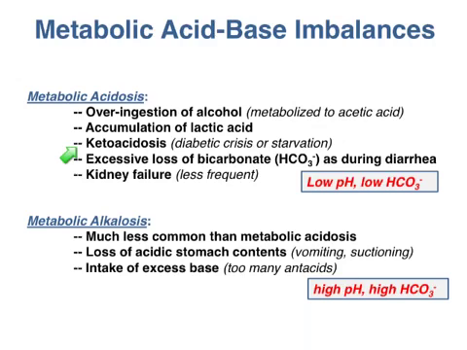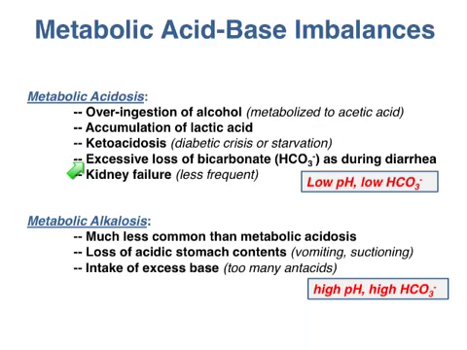Less frequently, you can get metabolic acidosis from overingestion of alcohol, because alcohol is metabolized to acetic acid, or during diarrhea, because during diarrhea, you're getting rid of bicarbonate ions in your feces. So you have an imbalance between hydrogen ions and bicarbonate ions. Kidney failure can also lead to metabolic acidosis, because if you have kidney failure, you see impaired secretion of hydrogen ions. Your kidneys can't excrete excess hydrogen ions, so they accumulate in your blood, leading to acidosis.